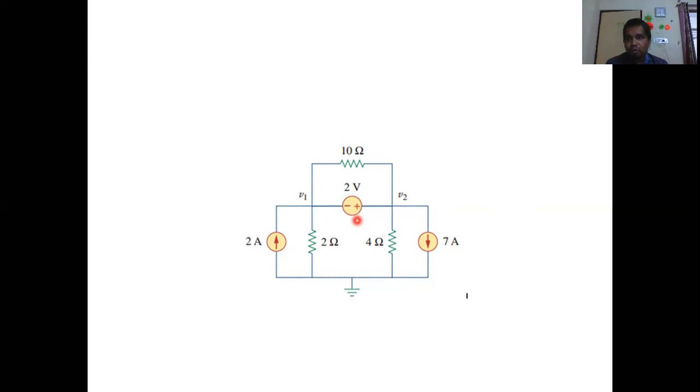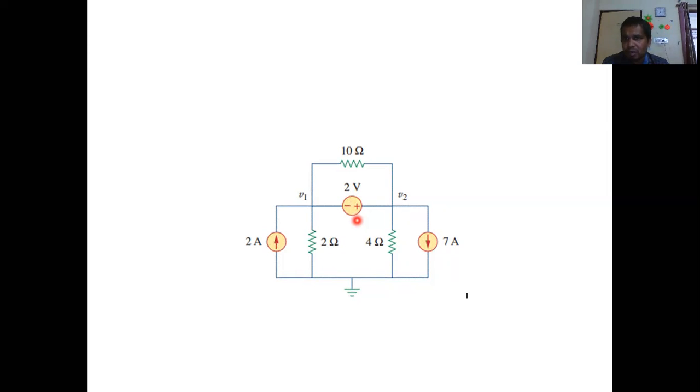So now you could have understood clearly the super mesh and the super node concepts. Super mesh is applied if a current source is present as a common branch between two loops, and super node is applied if a voltage source is present as a common branch between two nodes. Simple concept, right? You make the super node equation as one equation and another one equation. Similarly in the loop method, that is the super mesh equation and another equation, depending upon the circuit.